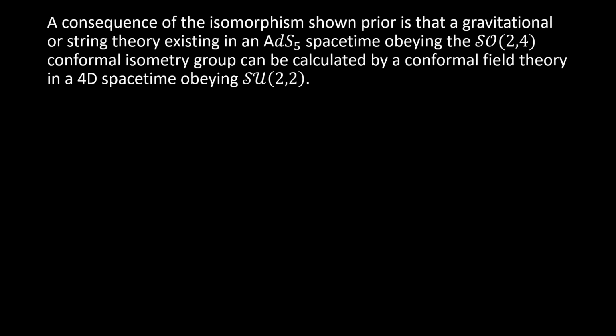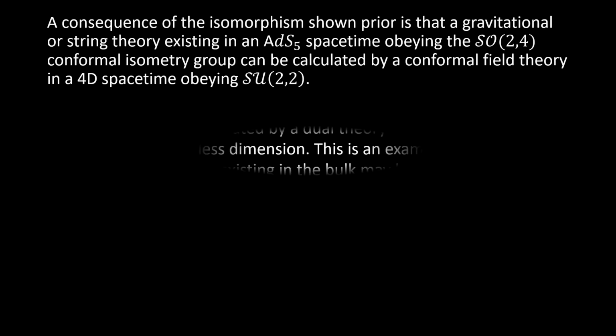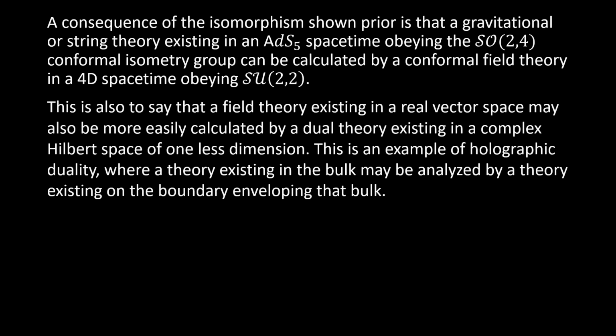A consequence of the isomorphism shown prior is that a gravitational or string theory existing in an AdS5 spacetime obeying the SO(2,4) conformal isometry group can be calculated by a conformal field theory in a 4D spacetime obeying SU(2,2). This is also to say that a field theory existing in a real vector space may also be more easily calculated by a dual theory existing in a complex Hilbert space of one less dimension. This is an example of holographic duality, where a theory existing in the bulk may be analyzed by a theory existing on the boundary enveloping that bulk.